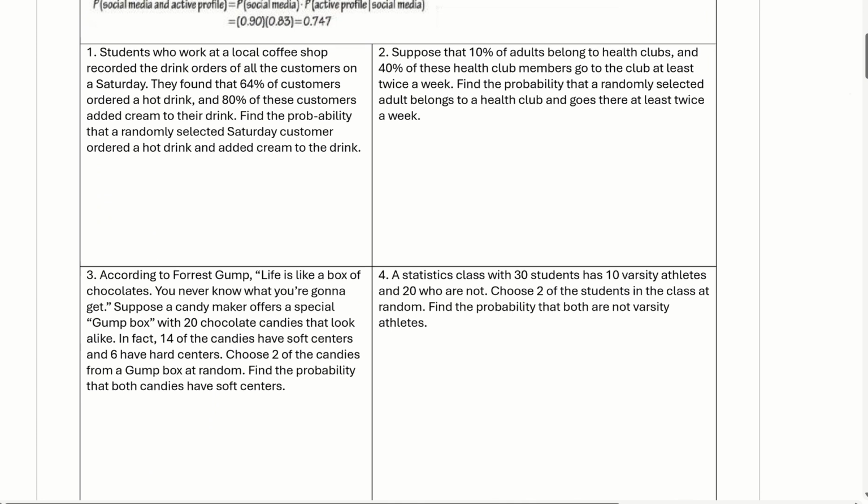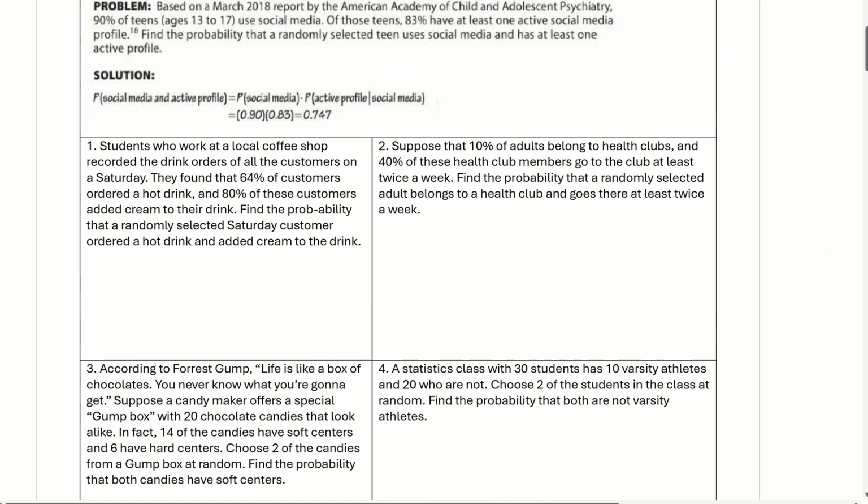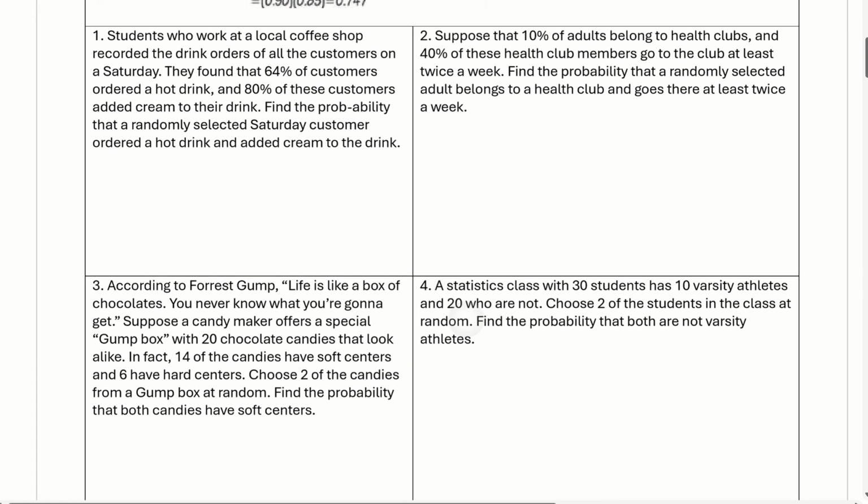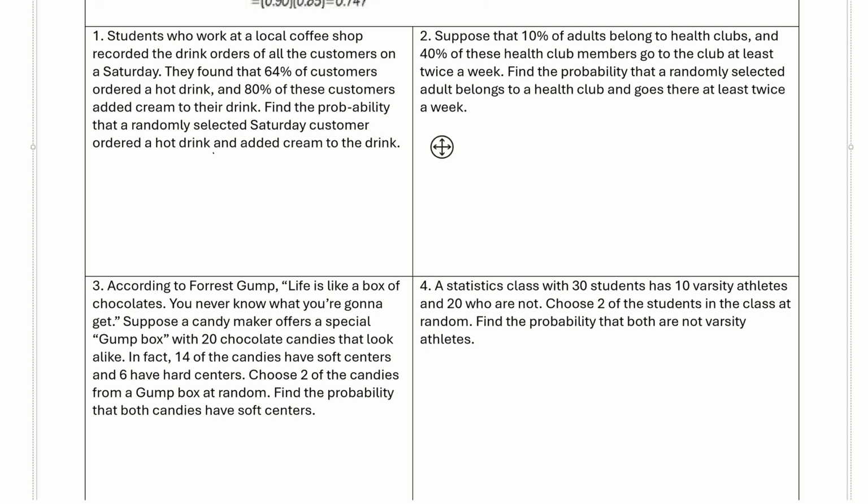Starting with problem set 1, which is talking about using the general multiplication rule. It says students who work at a local coffee shop recorded the drink orders of all the customers on a Saturday. They found that 64% of customers ordered a hot drink and 80% of these customers added cream to their drink. Find the probability that a randomly selected Saturday customer ordered a hot drink and added cream to the drink. So we have a randomly selected Saturday. Okay, so we have they ordered a hot drink.